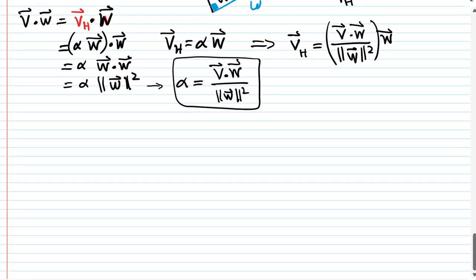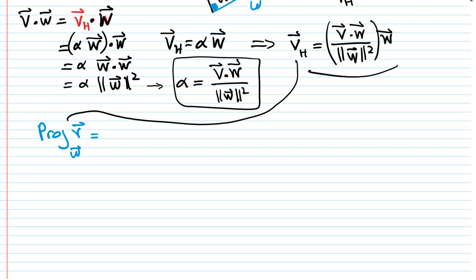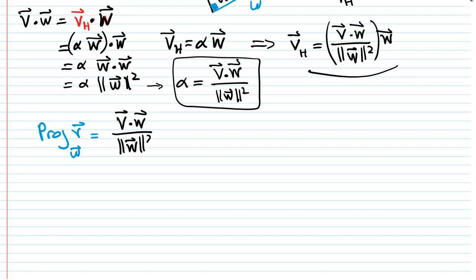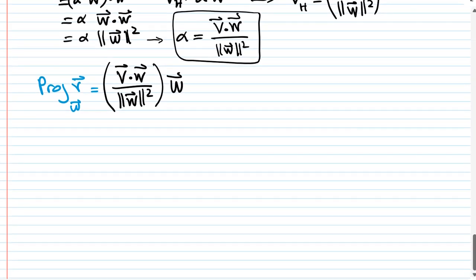So let me give you now, again, the takeaway from this. Projection of any vector onto another vector is therefore given by, right here, because that's what V horizontal is given by this formula. It's going to be V dot W over magnitude of W squared times vector W. And there you have it. Okay, this is the formula you want to know.